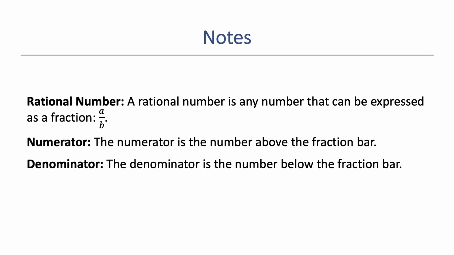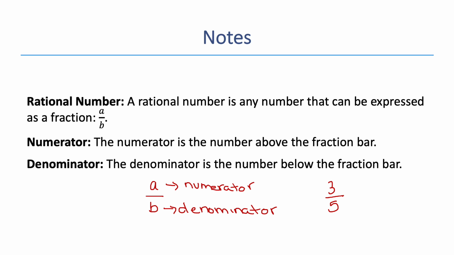Notice that the numerator is the number above the fraction bar, and the denominator is the number below the fraction bar. So if we have a fraction, a over b, a is our numerator, and b is our denominator. In the fraction 3/5, 3 is the numerator and 5 is the denominator.